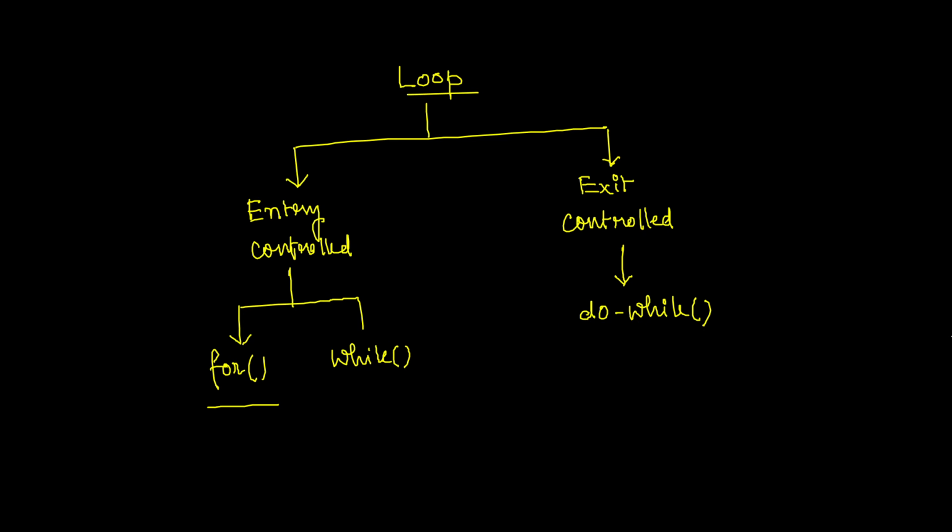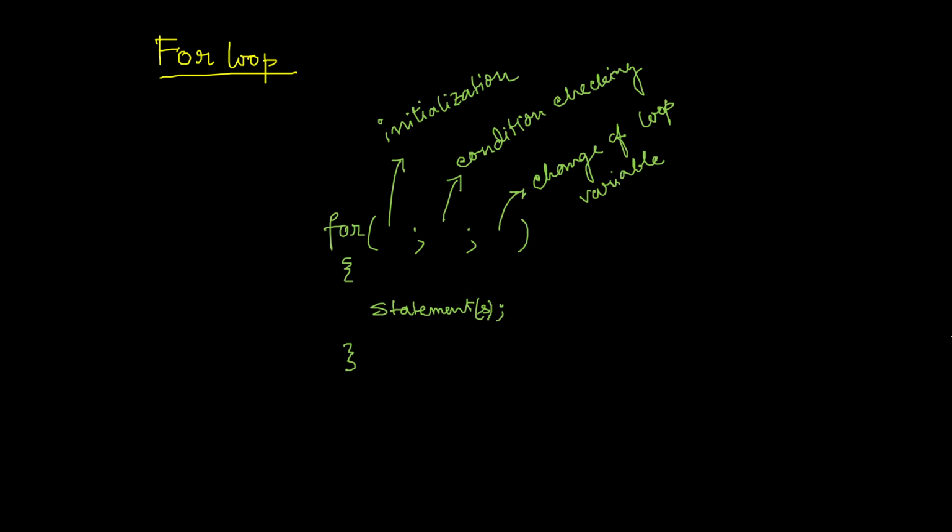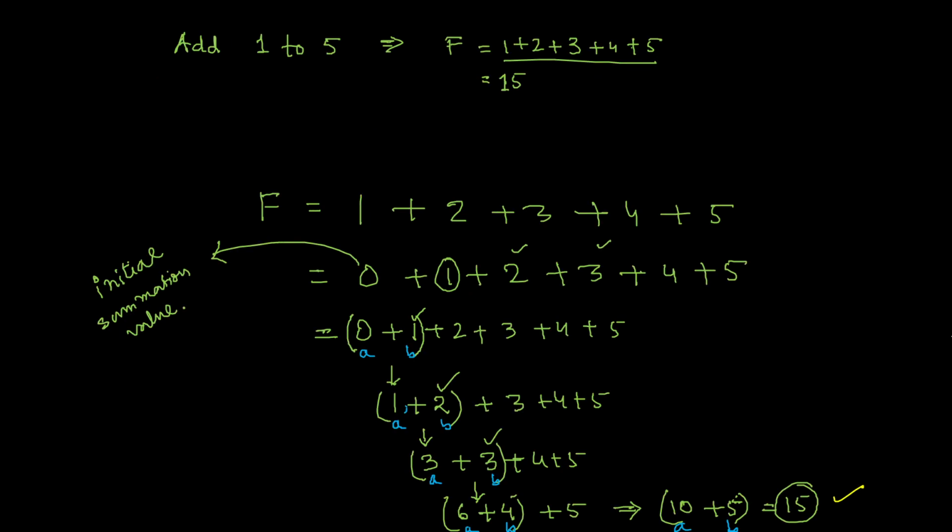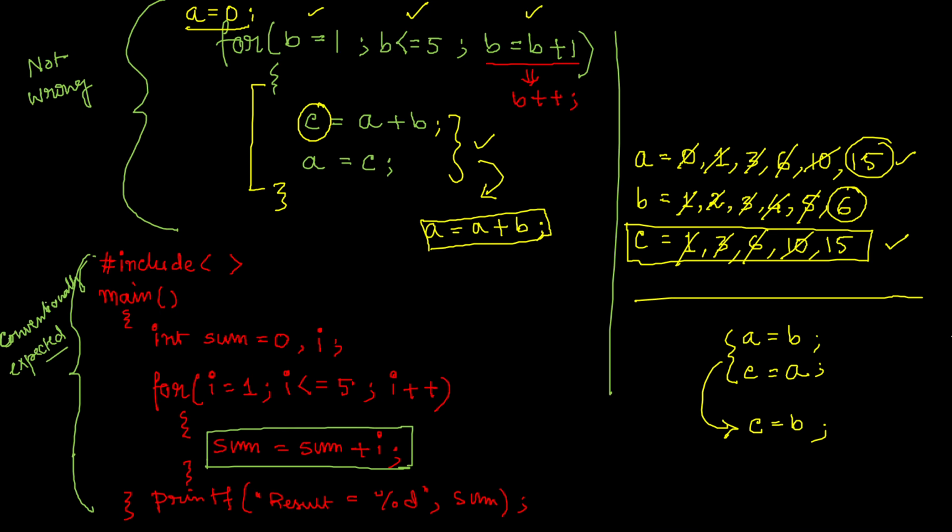So last day we ended our discussion with an introduction of various loops, and we just started the for loop. We saw how this for loop can be written syntactically, and we took an example of adding 1 to 5, and saw how we can write the program using a for loop. Today we will start with some interesting points about this for loop.